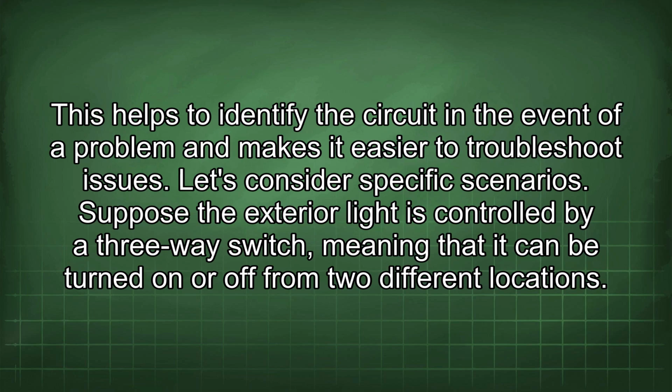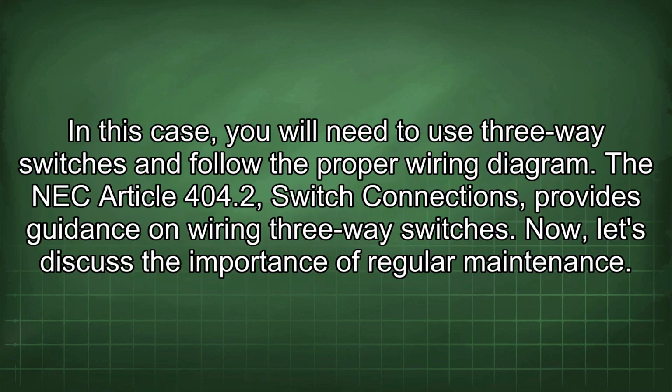Let's consider specific scenarios. Suppose the exterior light is controlled by a three-way switch, meaning that it can be turned on or off from two different locations. In this case, you will need to use three-way switches and follow the proper wiring diagram. The NEC Article 404.2, Switch Connections, provides guidance on wiring three-way switches.